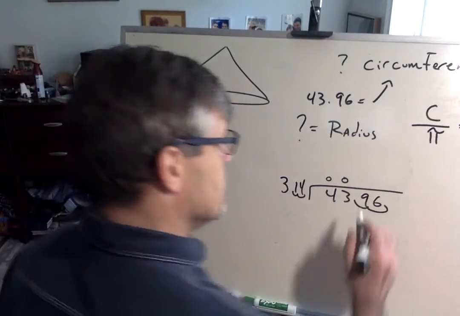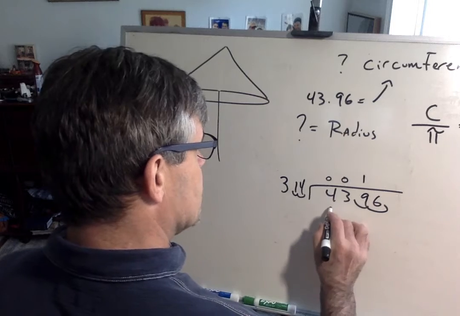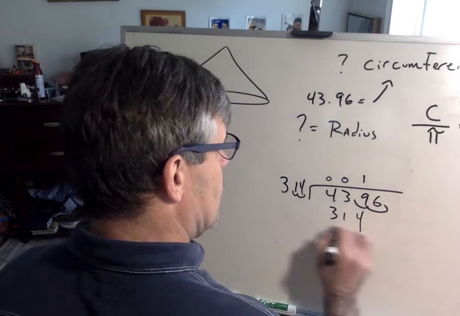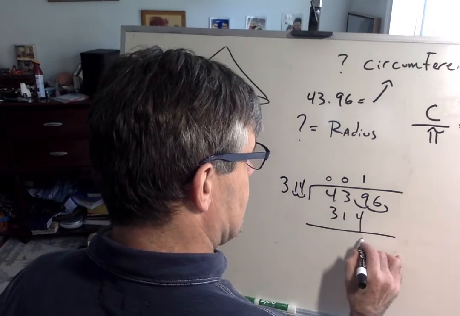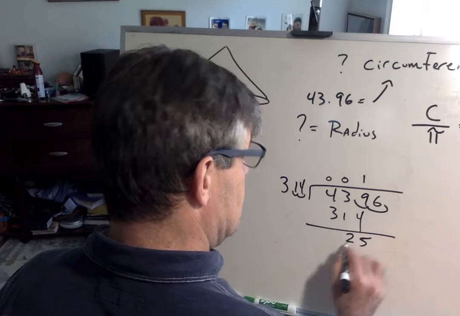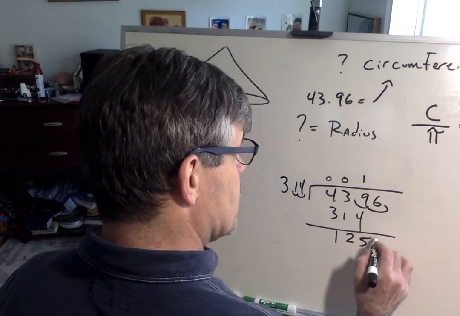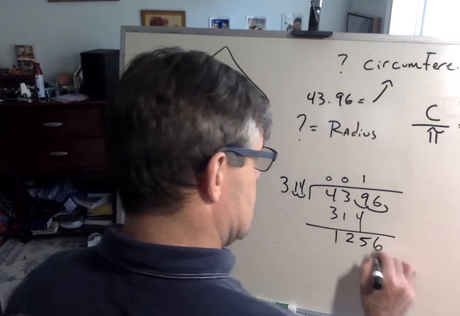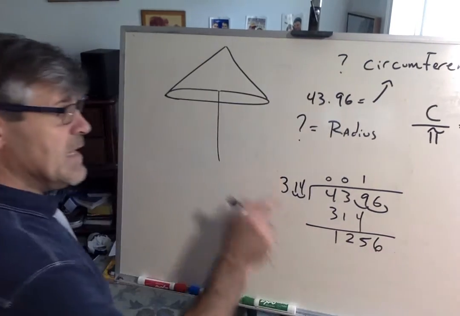That's right. Thank you, dude. I'm glad you were on the ball. So say 3, 1, 4, and subtract. 9 minus 4 is 5. 3 minus 1 is 2. 4 minus 3 is 1. Now we're going to drop the 6. Okay. This goes in evenly.